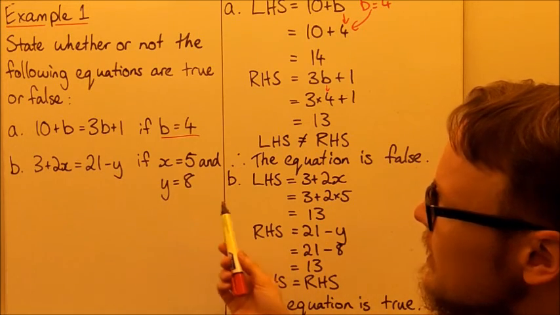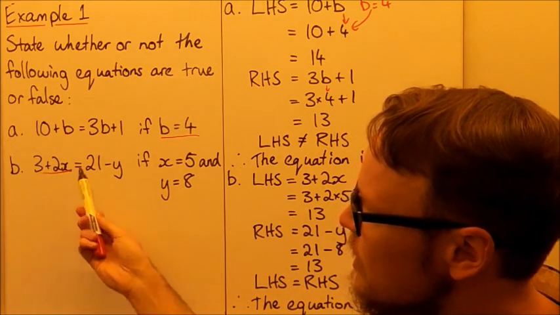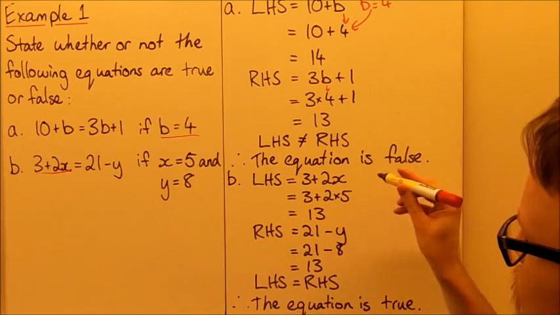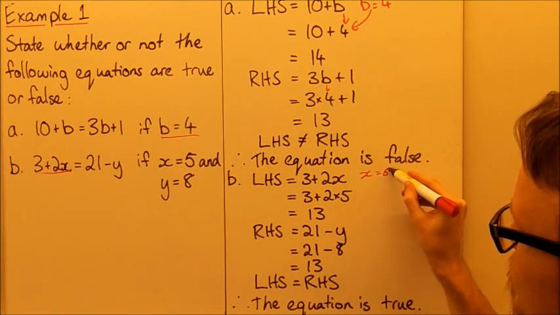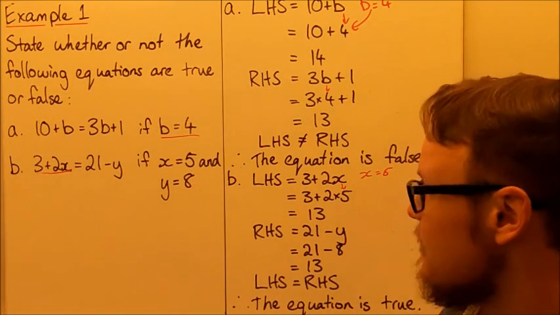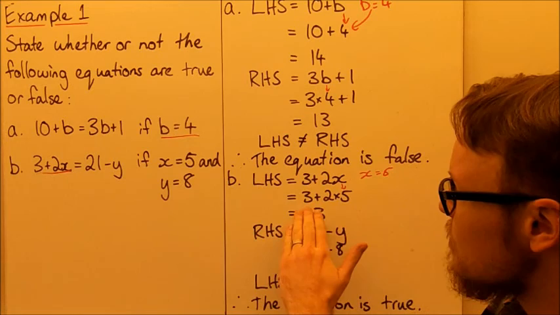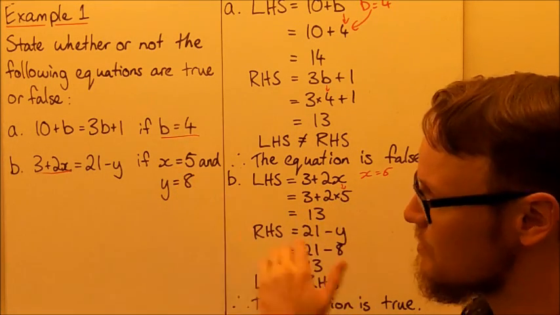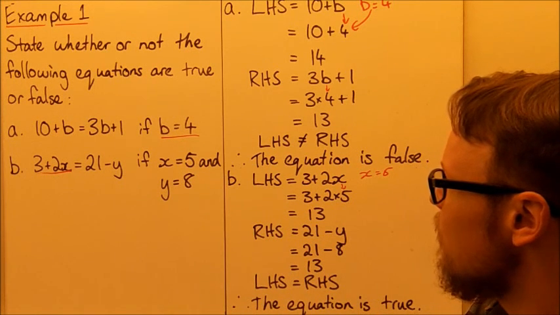Let's have a look at b here. Our left-hand side of the equation, 3 plus 2x. We know that x is equal to 5. So we are substituting in 5 for x here. And we've got 3 plus 2x, which is the same as 2 times x, 2 times 5 in this case, because we're substituting in x equals 5.